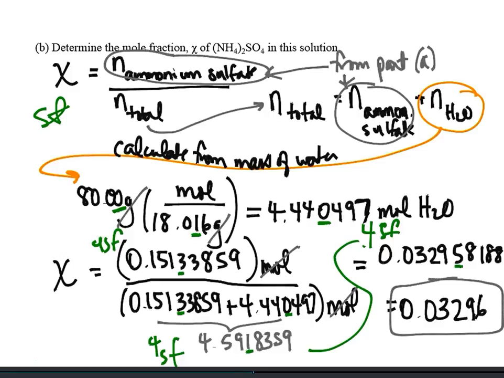This one is also worth 5 points, sorry. So you get a point for plugging in the 0.1513, the moles from part A. You get a point for the molecular weight of water, and then also for dividing by the molecular weight of water. So this step is really worth 2 points. And then you get a point for this sum down here, right? And then the point for the answer should make 5.